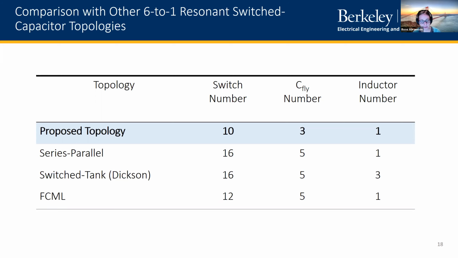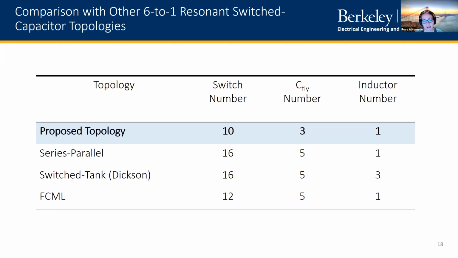And if we compare this with some other topologies, so a series parallel topology, which is actually kind of similar in operation, but would only be 2 phases of operation rather than the 3 that we see for this one, you can see that the switch number and number of flying capacitors is increased quite a bit. So now we need 16 switches and 5 flying capacitors, but still only 1 inductor.